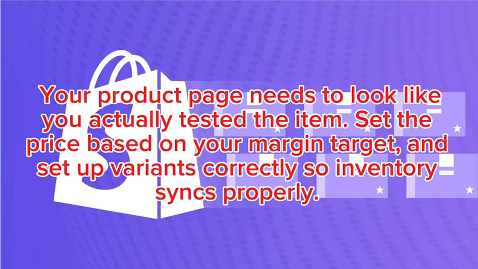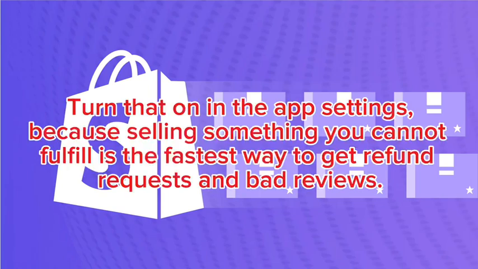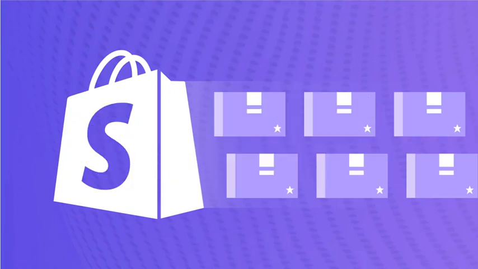Set the price based on your margin target, and set up variants correctly so inventory syncs properly. If a supplier runs out of a color or size, the app should set that variant to out of stock automatically. Turn that on in the app settings, because selling something you cannot fulfill is the fastest way to get refund requests and bad reviews.